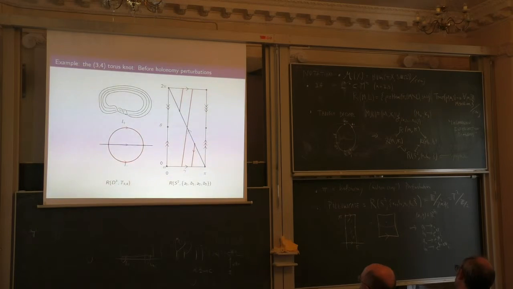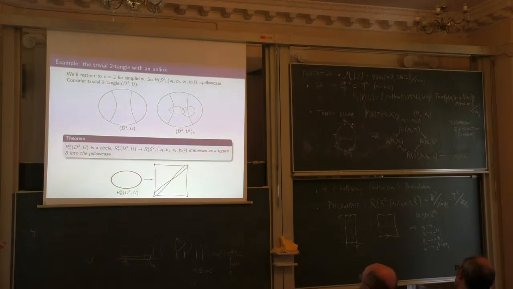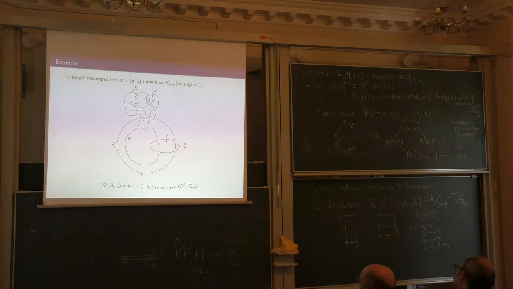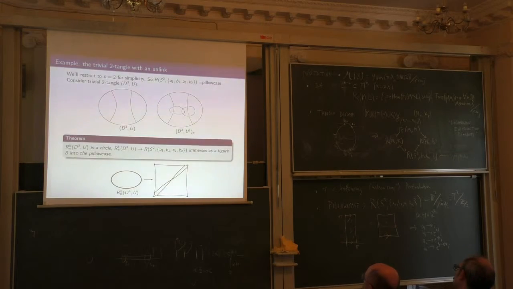So, I have described for you, if you go back two slides, I have a decomposition of the torus knot. One piece is a trivial two tangle. And it gives rise to a circle. So this piece here is a circle, and the immersion, this map, is this figure eight immersion.